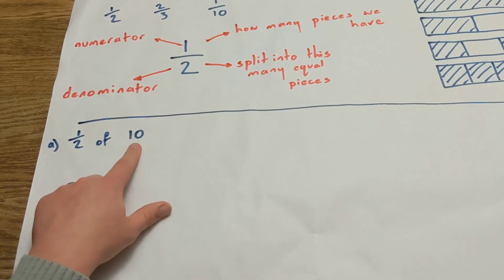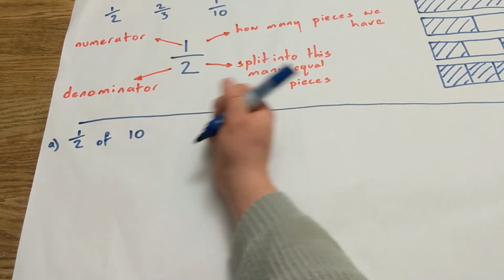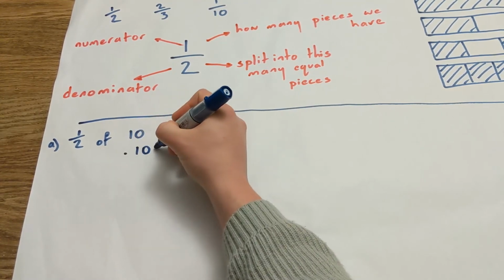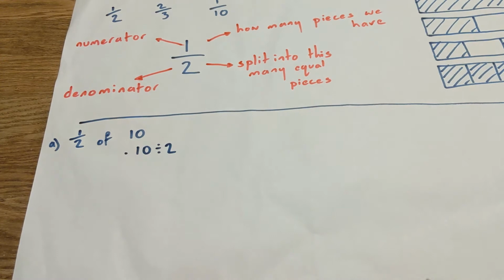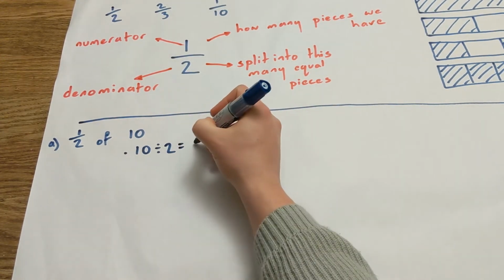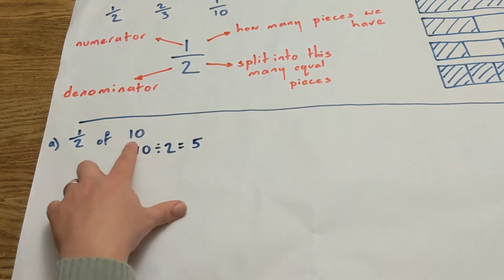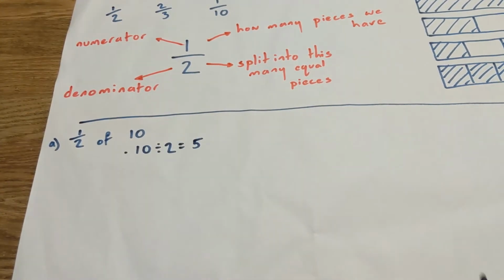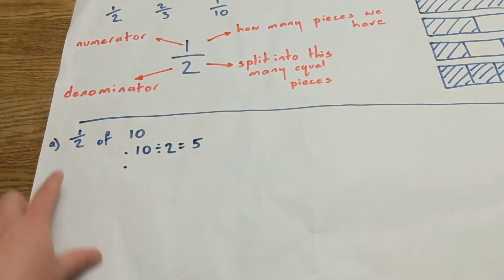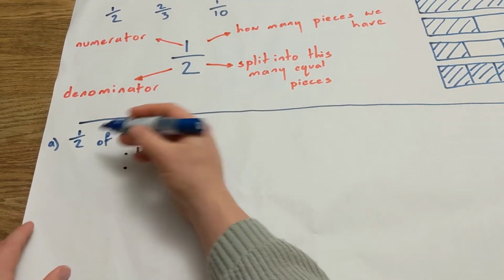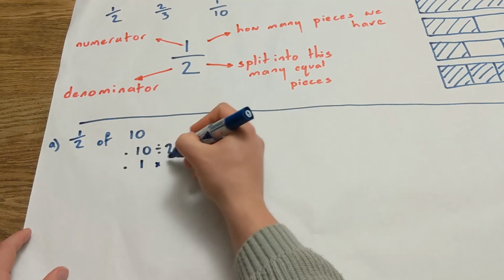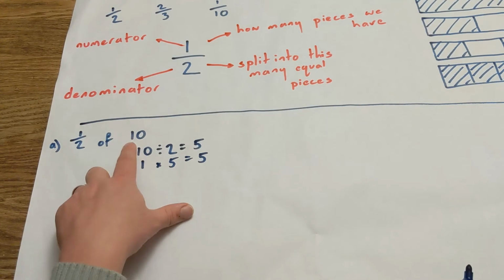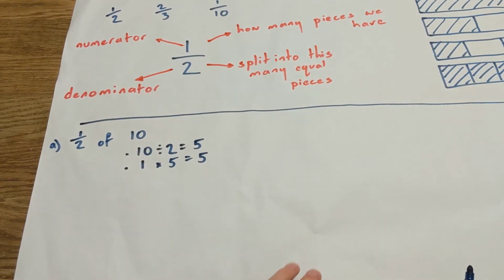So if 10 has been split into 2 parts, the first step is 10 divided by 2. That gives me 5. So if 10 has been split into 2 parts, each of those parts is 5. And then I work out how many of those parts I have. Well, I've got 1, so that means it's going to be 1 times 5, which gives me 5. So half of 10 equals 5.